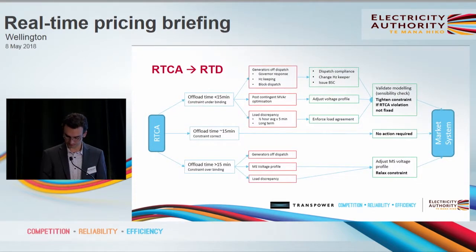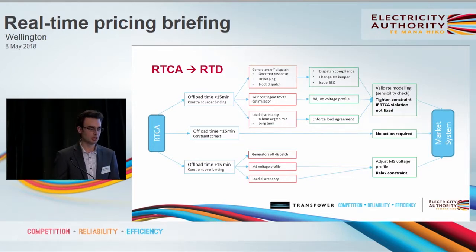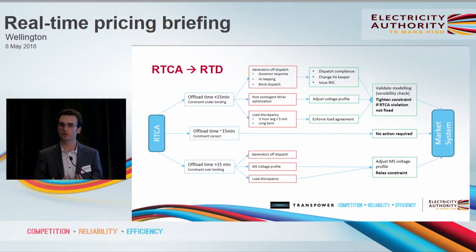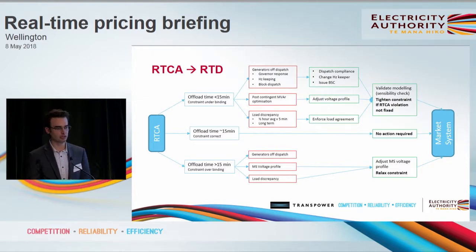So in real time, what actually happens, and Duncan can back me up on this if you have any particular questions, is we have a constant process of generating the dispatch solution and then verifying that the results are accurate to what we expected to see in the dispatch solution. So we can have three possible scenarios. RTCA will see in the middle an offload time of around about 15 minutes for each branch, and that means that the constraint is correct.